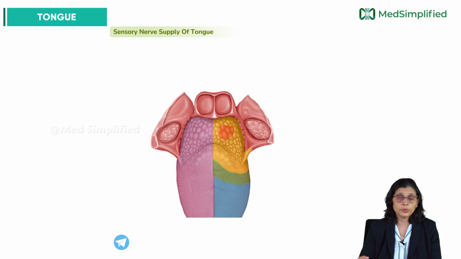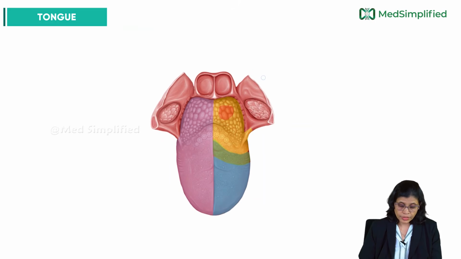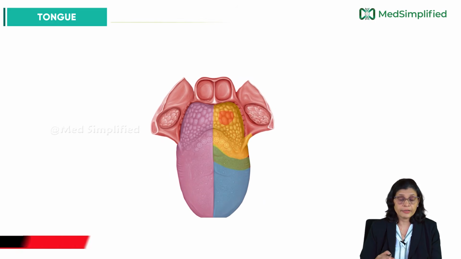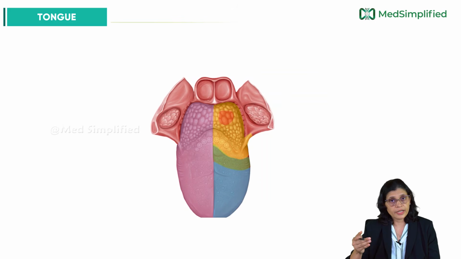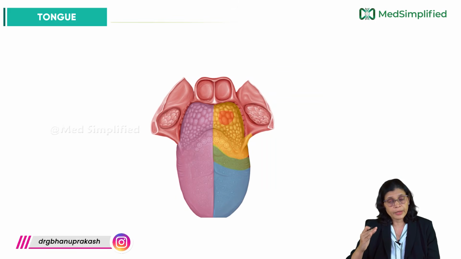Here, when we see the sensory supply of the tongue, basically supplying the mucous membrane of the tongue, developmentally the anterior 2/3 of the tongue is developed in relation to the first pharyngeal arch, that is from the two lingual swellings and the tuberculum impar, whereas the posterior 1/3 of the tongue is developed in relation to the third and fourth arch, from the upper cranial part of the hypobranchial eminence. Because of which the nerve supply differs.